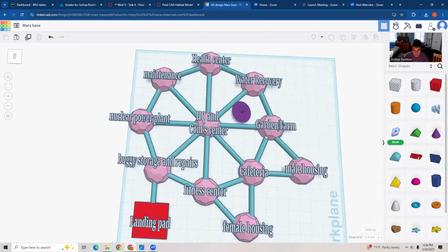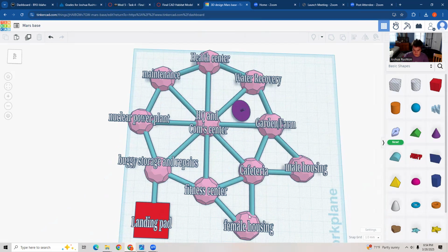So my layout is as seen. The male and female housings both have room for about 150 astronauts each, so they are able to both start at the 100 astronauts starting, and then they have room and space for the 250 astronauts. The cafeteria has space for about 300 astronauts, and is where both the preparing of food and the saving of food will be placed.